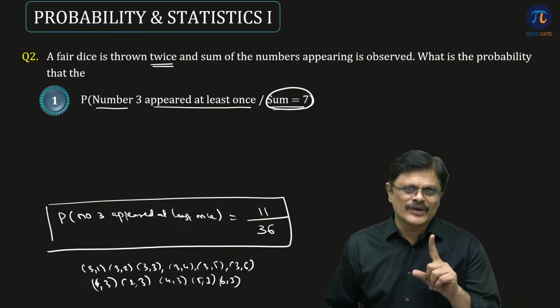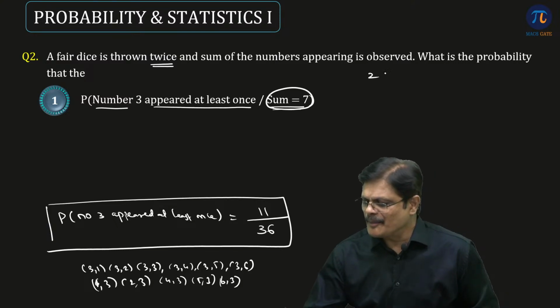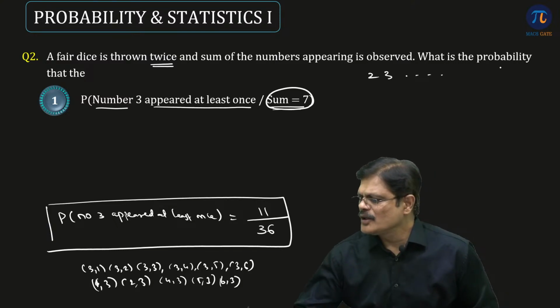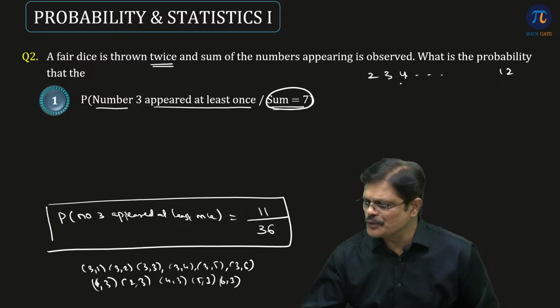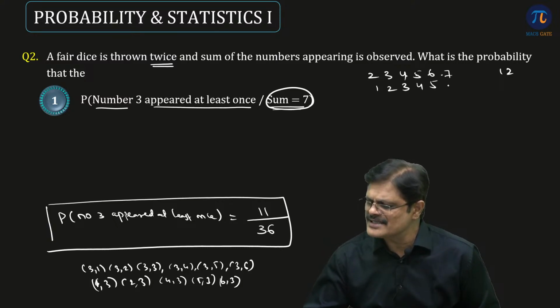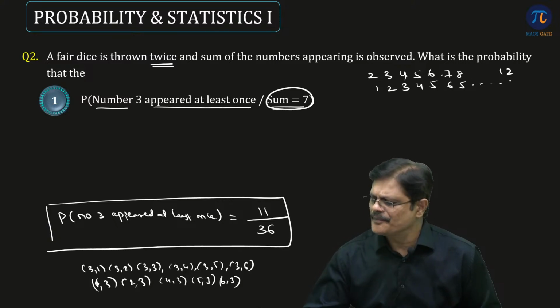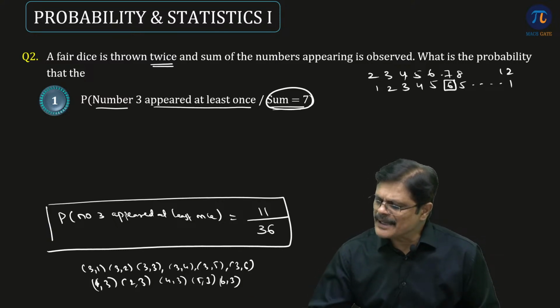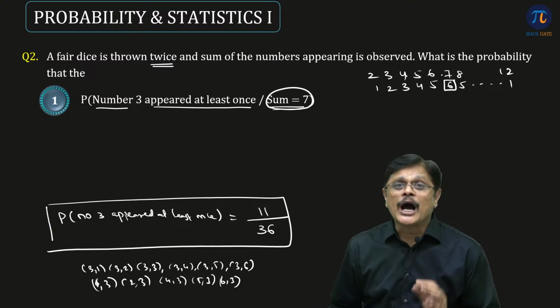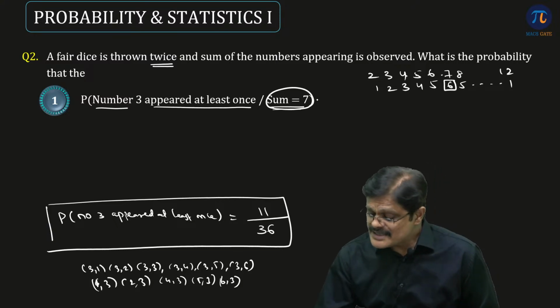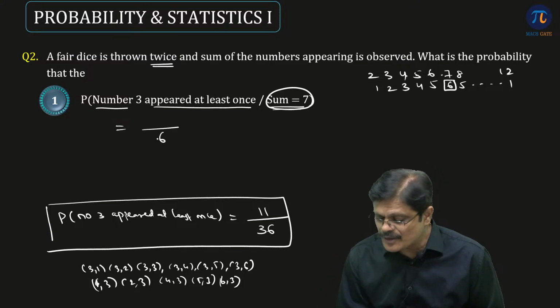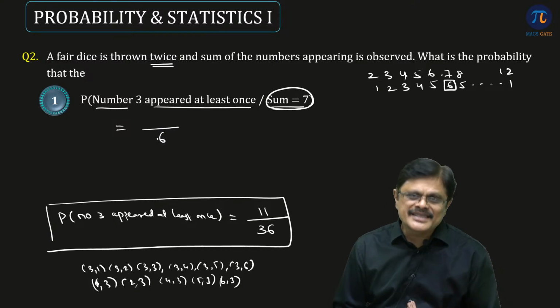For sum 2 it is 1. If you remember, from 2 to 12 we have cases like: for 2 it is 1, for 3 it is 2, for 4 it is 3, for 5 it is 4, for 6 it is 5, for 7 it is 6 favorable cases, for 8 it is 5 and so on. So for sum 7, how many cases are favorable? 6 cases are favorable.